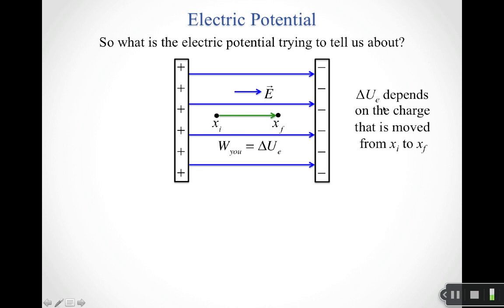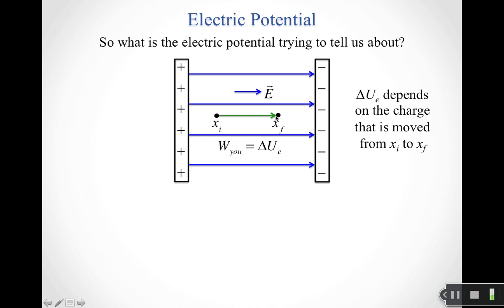But I know the electric potential energy is also going to depend on the charge that's moved, right? So if I have a positive charge that I put here at my initial position, clearly it wants to move towards the negative plate. So it wants to move this way, which means I would actually have to do negative work to keep it from running away. On the other hand, if I've got a negative charge that I start with here, I know that it actually wants to move to the left. It wants to move towards that positive plate.